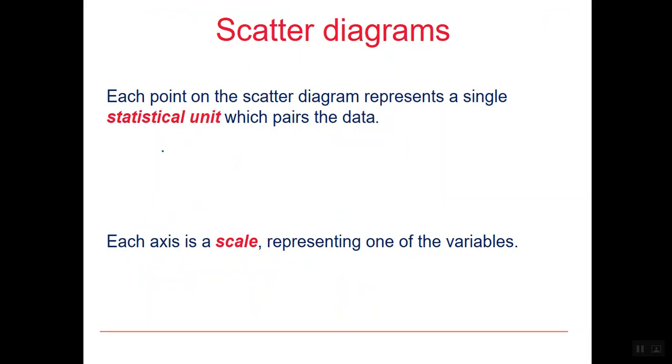The most common visualization for bivariate data is a scatter diagram. Each point on the scatter diagram represents a single statistical unit which pairs the data. This could be a person, or a company, or a country, for example. Each axis is a scale, representing one of the variables, and we need to decide which variable goes on which axis.